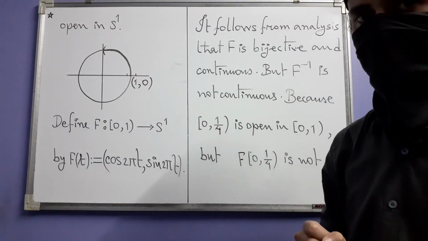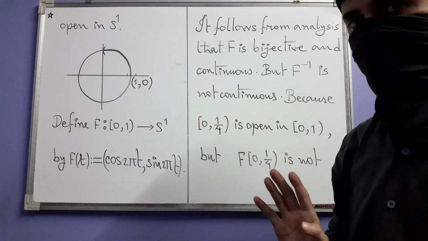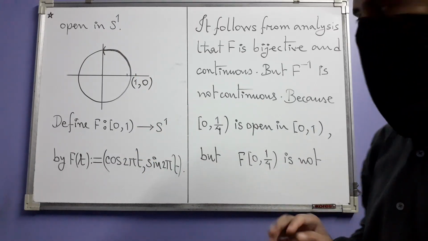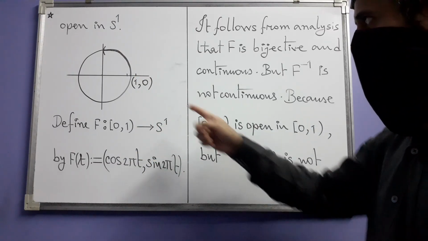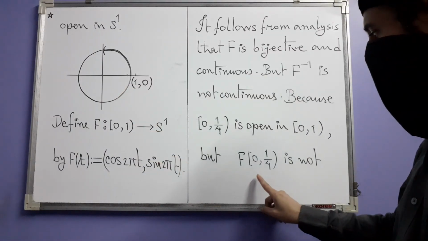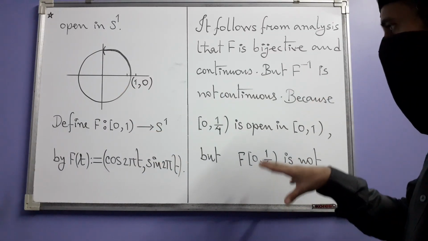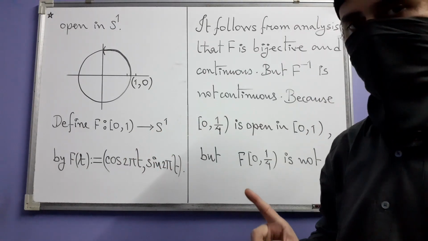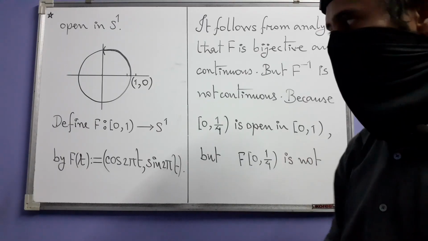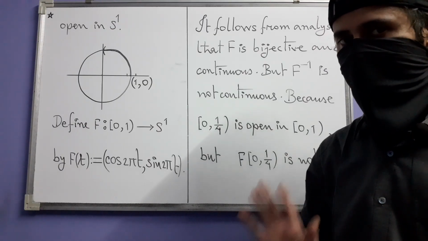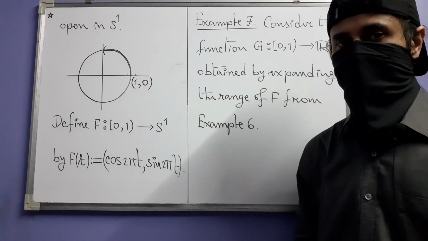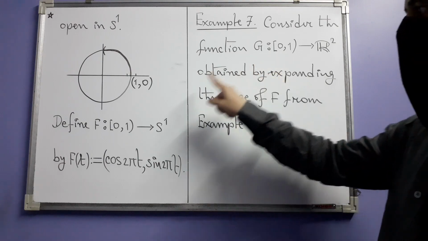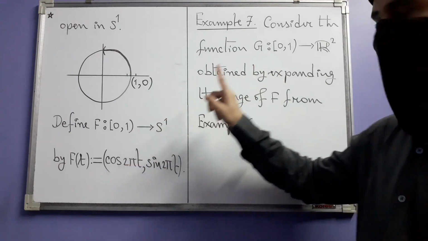You try to think of it, okay, we have already gone through this type of thing many times before, so I am not going into an elaborate discussion on this. You see for yourself why this point causes a problem and prevents it from being open, and that is why f inverse is not continuous, in spite of f being continuous and also bijective, and that makes f not a homeomorphism.